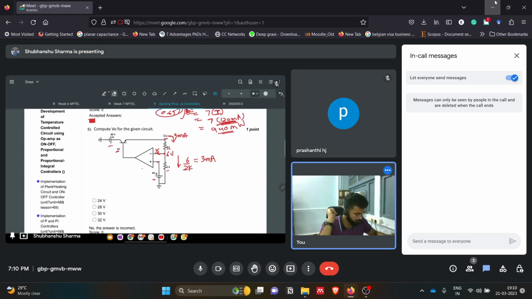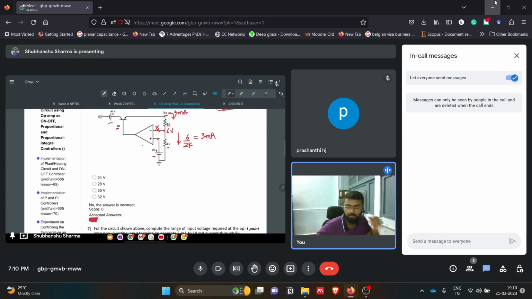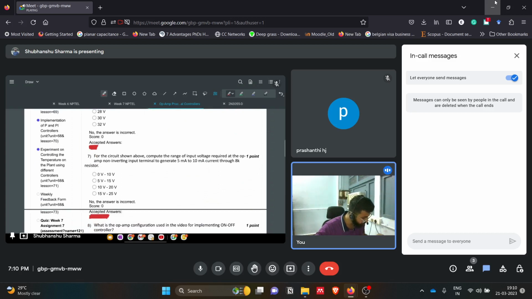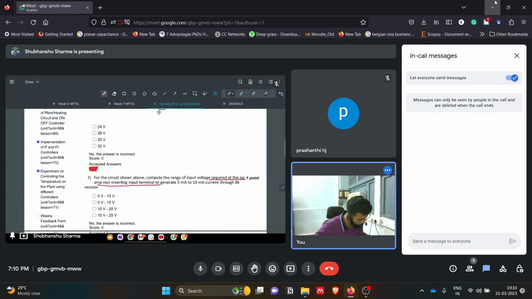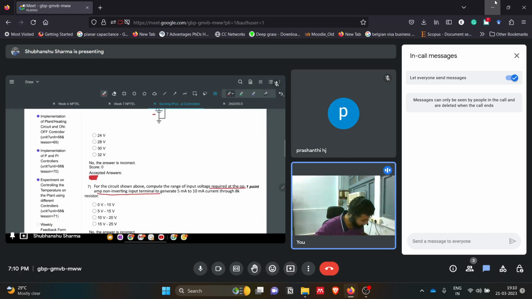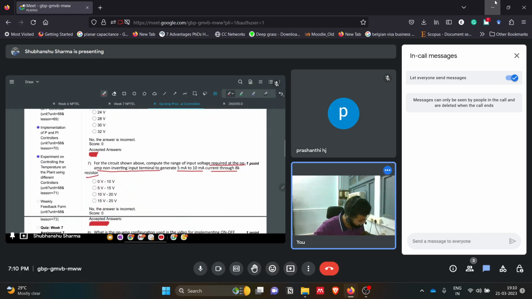Now moving towards the next question, seventh. For the circuit shown above, compute the range of input voltage required at the op-amp non-inverting input terminal. So they are saying that at this non-inverting terminal, we have to generate a current of 5 milliampere to 10 milliampere through the 8k resistor.